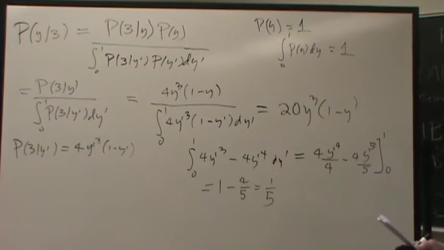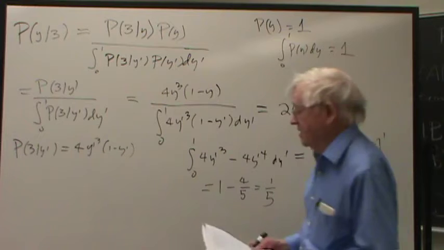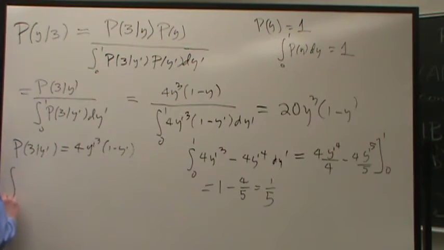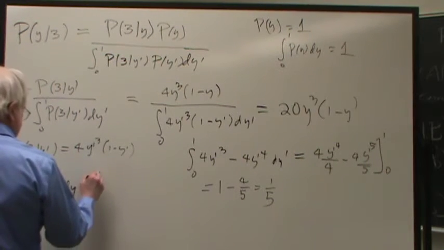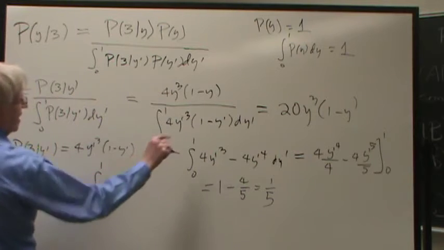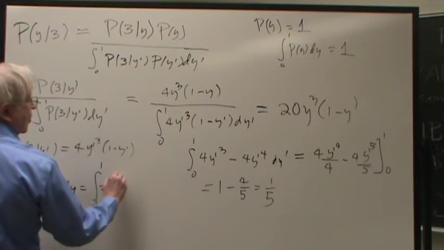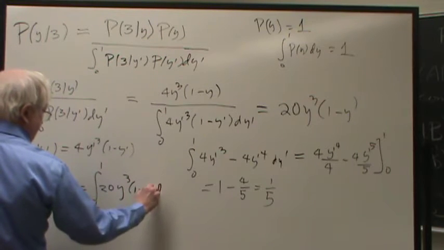Okay, so now what do we know? Now we know p of y given 3. And so what's the chance that she'll win the election? Well, if y is greater than a half, she'll win, because y is the probability that a random voter will vote for her. So now what we do is we integrate from a half to 1 p of y given 3 dy. And so this is the integral from 1/2 to 1 of 20 y cubed 1 minus y dy.